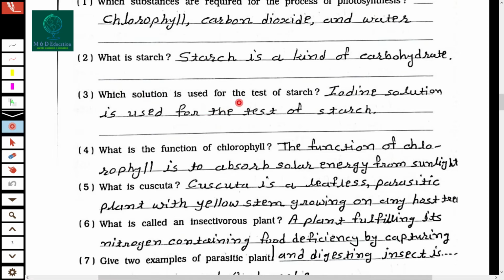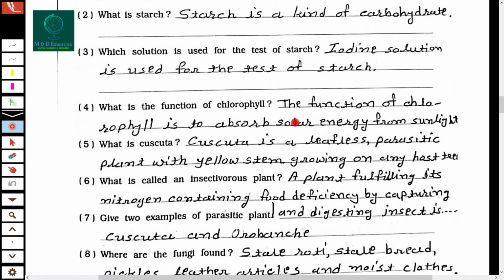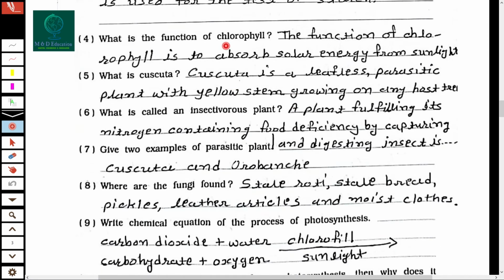Which solution is used for the test of starch? So it's iodine only. Okay. Now the fourth one is, what is the function of chlorophyll? So the function of chlorophyll is to absorb solar energy from sunlight.